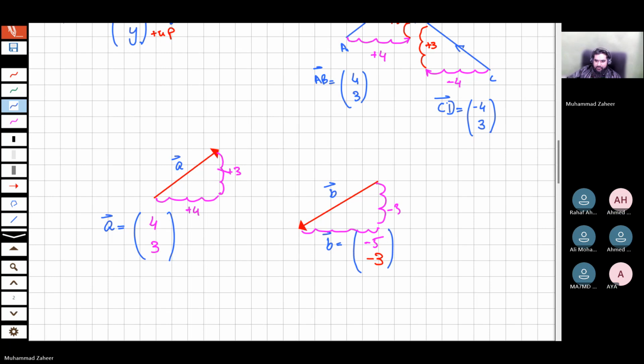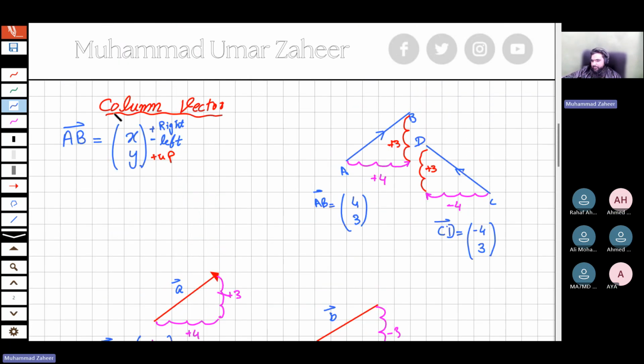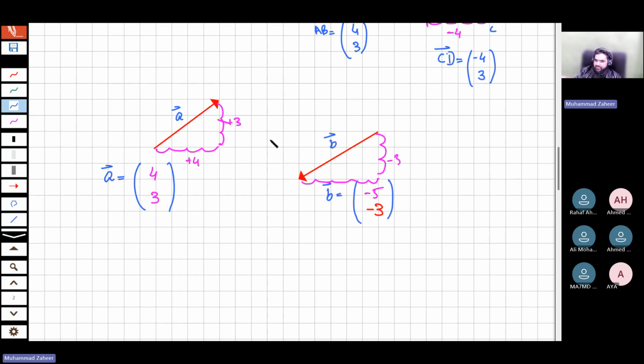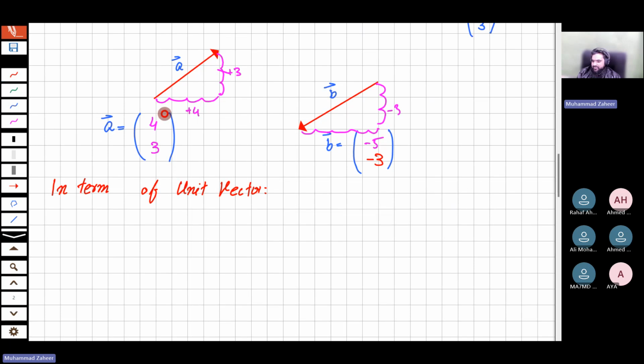No, clear. Okay, we are going to be writing the vector in column vector form. We are also going to write it in terms of unit vectors. For example, you have a vector A that is (4, 3). We can also write it as 4i plus 3j.